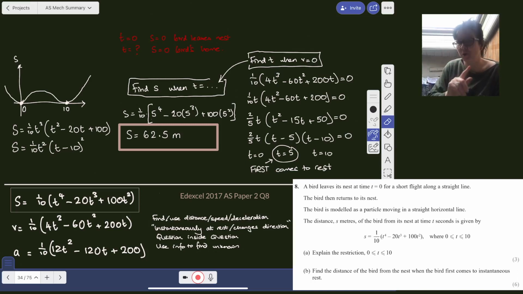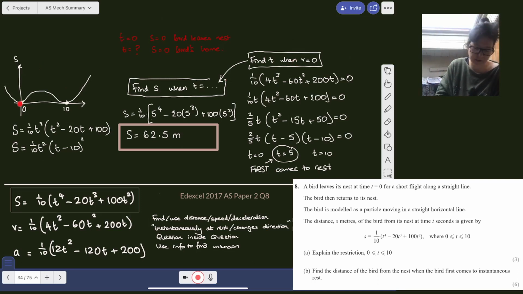Okay, just to point out one other thing about the graph. When we solved v is 0 to find when it was at instantaneous rest, the first time it was at instantaneous rest, we found 3 solutions, 0, 5 and 10, and they were the turning points of our graph. Because if you differentiate displacement, you get velocity. And the velocity is the gradient of the displacement graph. So what we found when we were looking for the time when it was instantaneously first at rest is this 0, this 5 and this 10, which is the turning points.